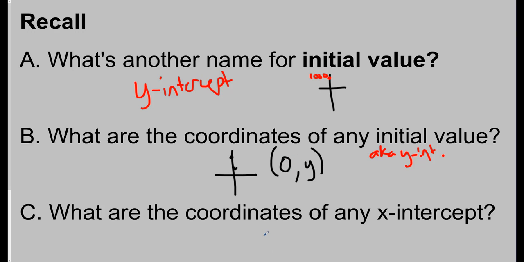And similarly, what are the coordinates of any x-intercept? If I had a Cartesian plane, any dot along the x-axis has a y value of 0, and whatever the x value is, that's what you fill in. So for example, let's say this number was 3, then the x-intercept would be 3, 0. If it was way over here, it would be like -7, 0, and so on and so forth. So 0 for x-intercepts is always the y value, and 0 for y-intercepts or initial value are always the x.